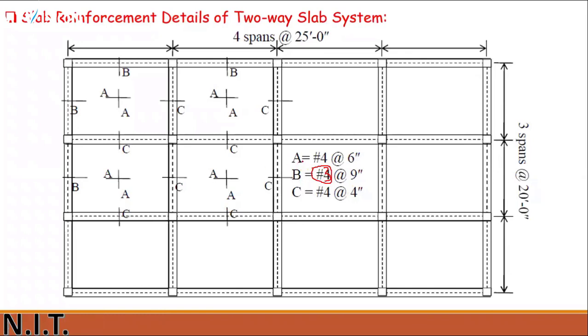And by these letters, we have just named them. A steel is number 4 at the rate of 6 inches. B steel is number 3 at the rate of 9 inch center to center, and C is number 4 at the rate of 4 inch center to center. When we combine these steels together, you can see that at every 16, 18, 20 or 24 inches, these steels can overlap each other. That's why we have selected 6, 9, and 4 inches. Till now, if you have any question, dear students, please ask me.